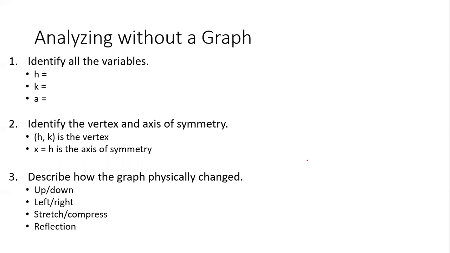All right, so to analyze without a graph. Analyzing without a graph, there are 3 things we do. 1, we identify all the variables. What's our H, our K, our A? And then identify the vertex and the axis of symmetry. My vertex is H, K, and x equals h is the axis of symmetry. And then we're going to describe how the graph physically changed. Did it go up, down, left, right, stretch, compress, or reflect based on what our A, H, and K are.